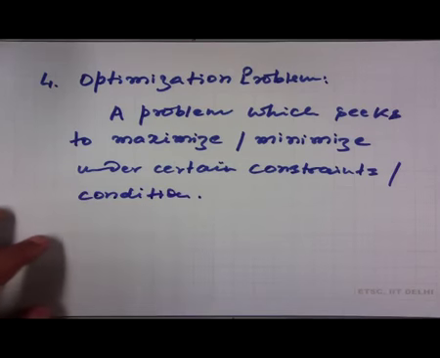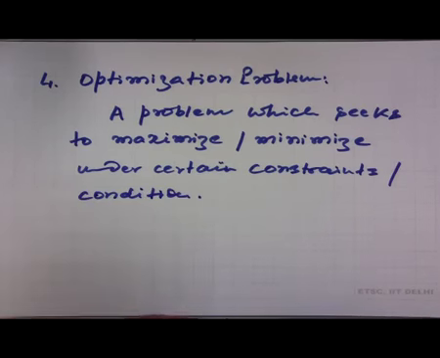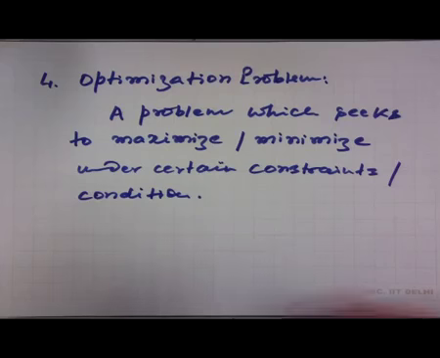For example, suppose in industry, if an industrialist wants to maximize his profit, then the constraints may be the number of manpower, available resources, and available capital. So these are constraints for the industrial problem.